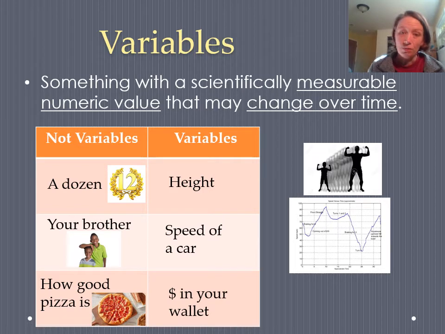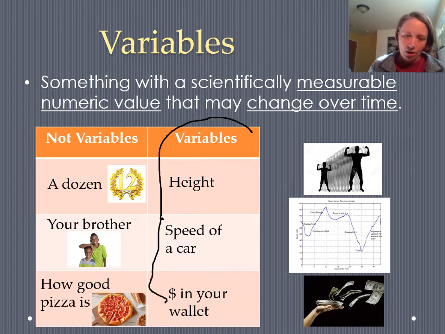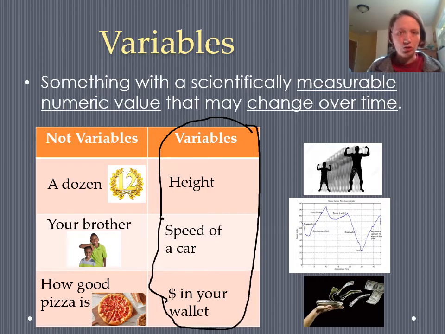Another thing that could be a variable would be the amount of money that's in your wallet. It's measurable, you can count it up, it has a number value, and obviously that changes over time, up and down as you put money in and take money out. So those are some examples of variables in this class. We're going to be spending most of our time dealing with these kinds of interesting values and try to avoid mixing them up with not variables.